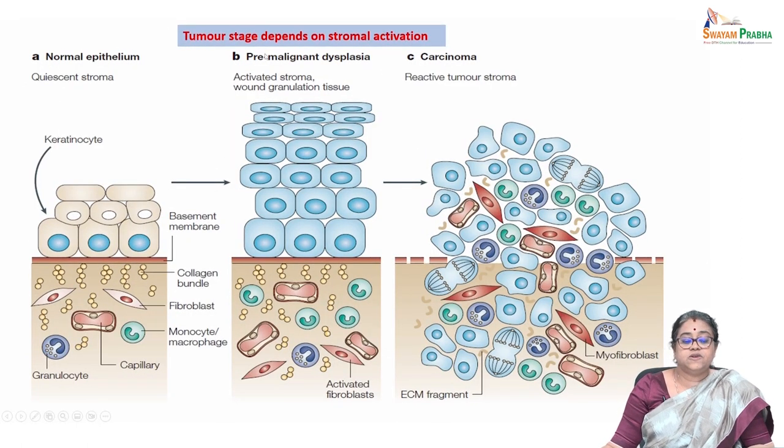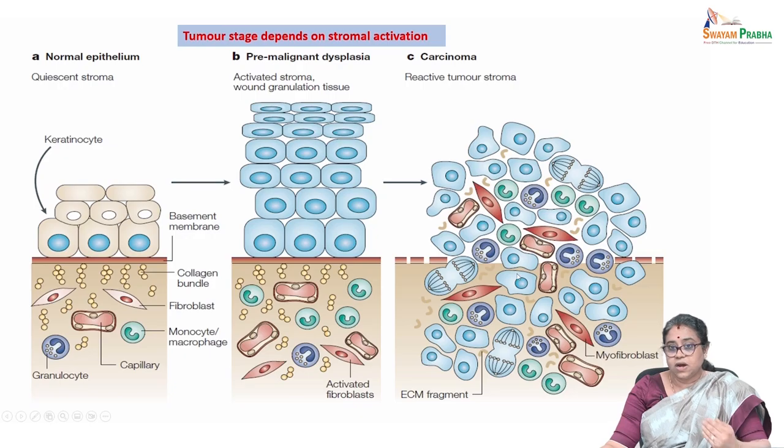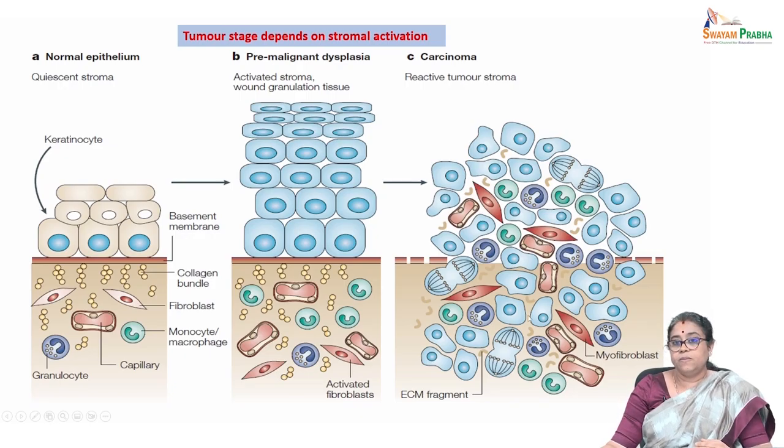Now, the tumor stage basically depends upon the stromal activation. That is what we are seeing. As I mentioned, this is a normal epithelium, this is a pre-malignant dysplasia, and this is a scenario of carcinoma, that is, when the carcinoma is starting. So what actually happens is the stroma becomes reactive in nature. Now, we will look at this a little more closely.